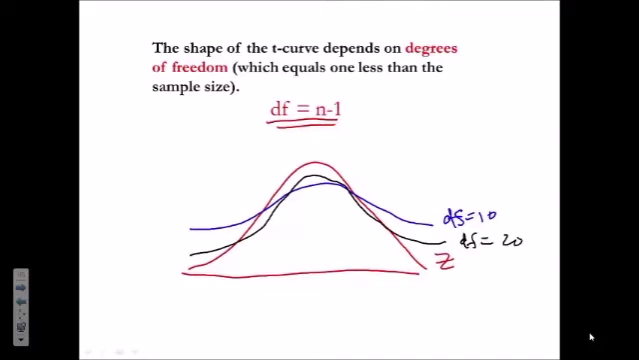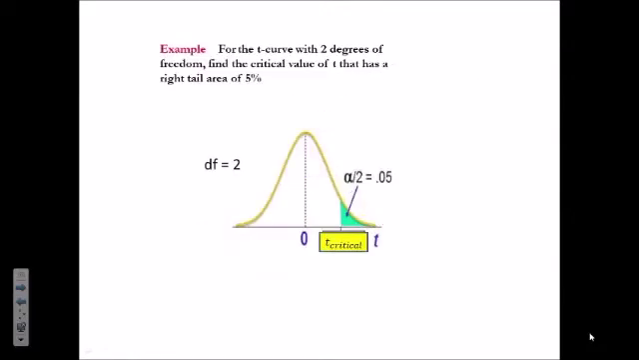You can see that the degrees of freedom 20 curve is closer to the Z-curve. These are T-curves. In fact, when degrees of freedom get to be close to 30, the T-curves start to look very similar to Z-curves.